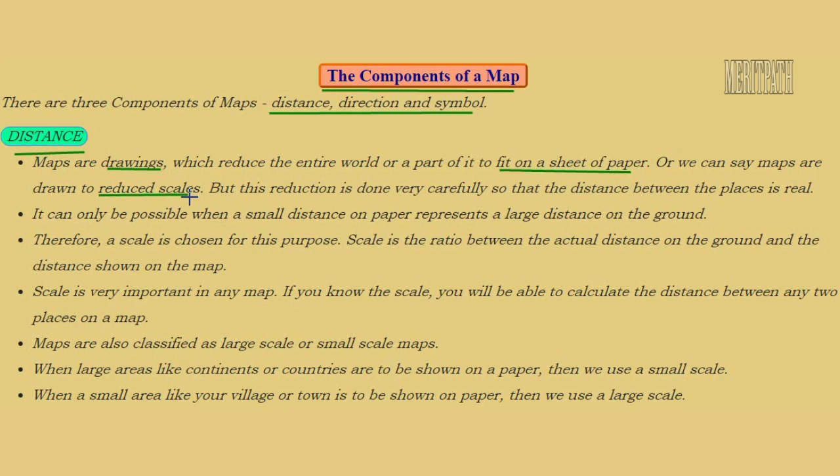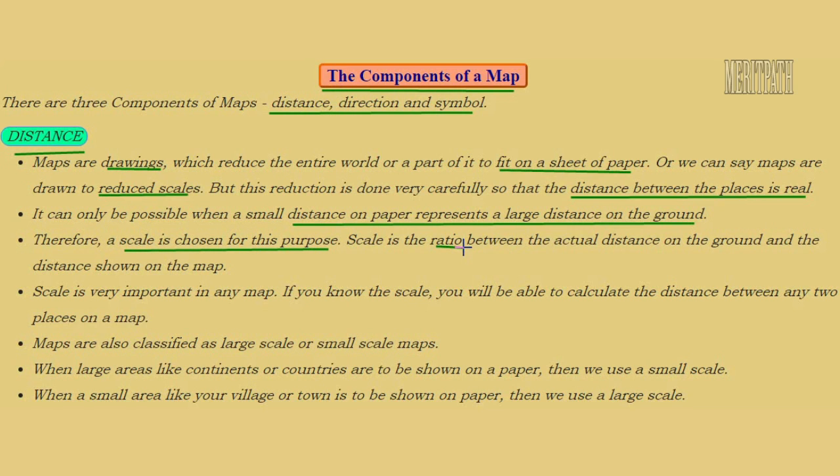That means a particular city is being reduced to a small scale and drawn on a map. But this reduction in size is done very carefully so that the distance between the cities is always shown as the real distance. This is possible only when these small distances on paper represent a large distance on the ground. For showing this distance, a scale is chosen for this purpose.